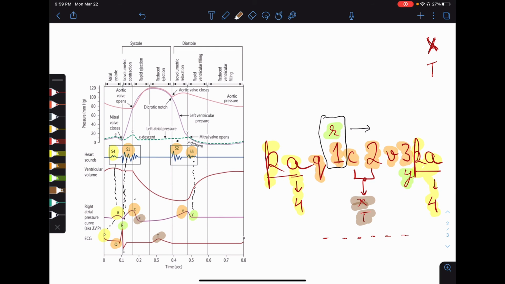I hope this will help you in having a better, long-lasting memory of the integration of the cardiac cycle with the heart sounds, with the EKG waves and the JVP waveforms. And as you read about the cardiac diseases, it will make more sense.